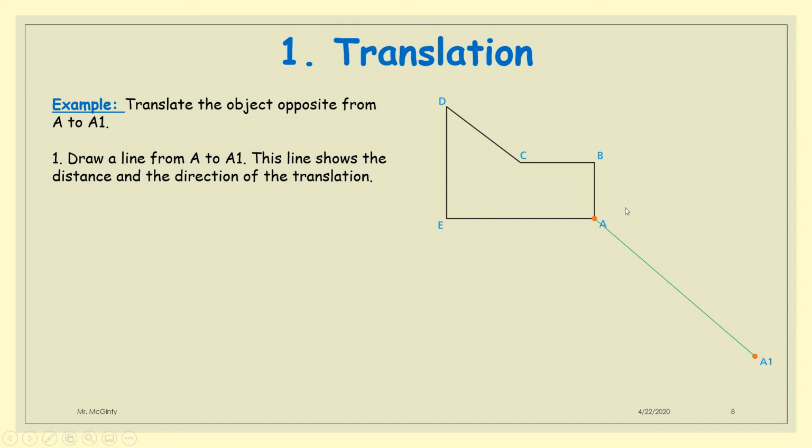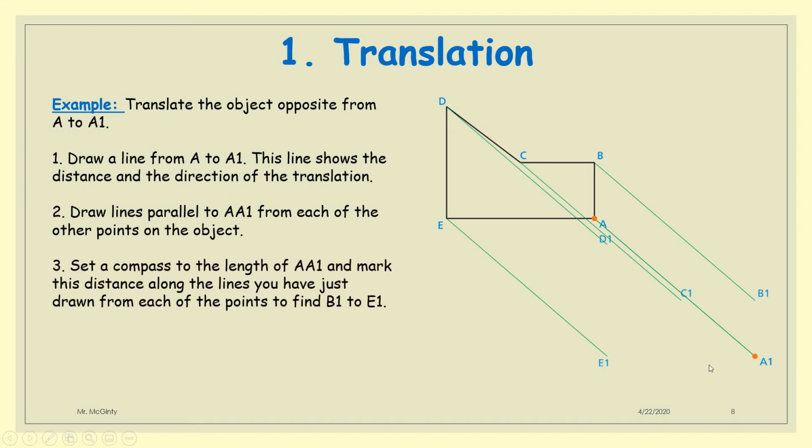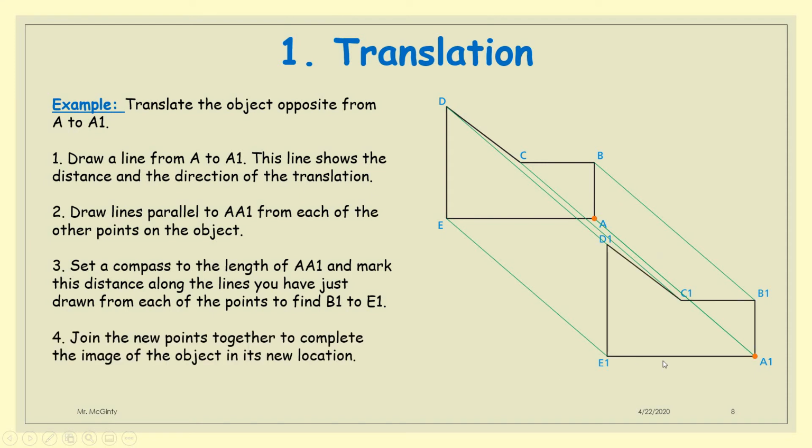Okay, so when you join A to A1, B, C, D, and E, you need to draw all lines down nice and lightly at the same angle. Or in other words, parallel. So all the lines will go in the same direction and they'll be the same distance. So if A to A1 is 100, B to B1 is going to be 100, and C to C1 is going to be 100, and so on. Then you simply just join your points together and you get the exact same object in a new location. Okay, so that is a translation.